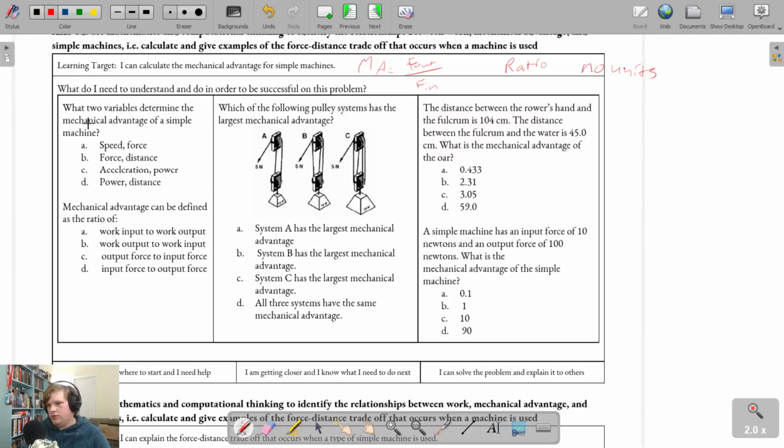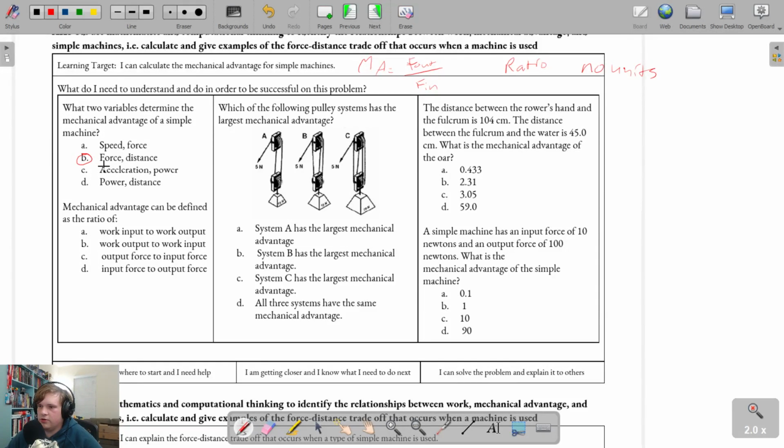Okay, what two variables determine the mechanical advantage of a simple machine? Okay, the two variables used are force and distance. All right, we're talking about work. Mechanical advantage deals with work, so it's force and distance. There we go. We know that machines don't deal with speed. We know they don't deal with acceleration, so those are out.